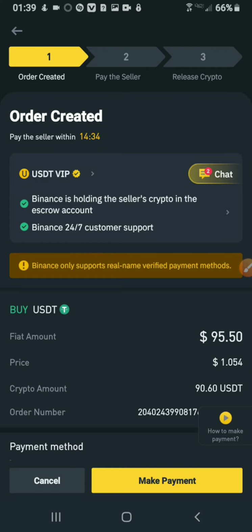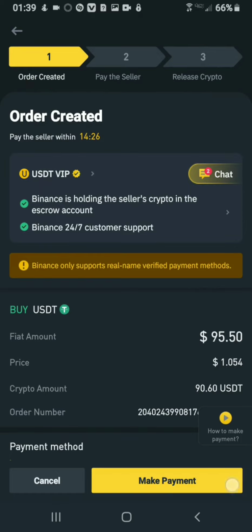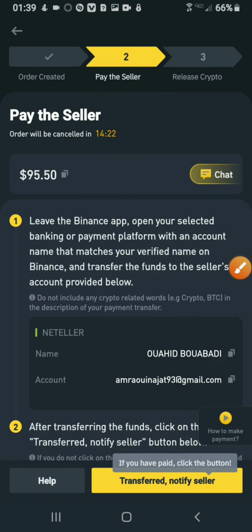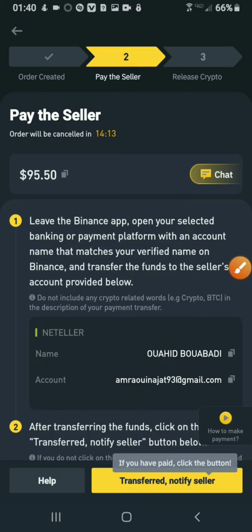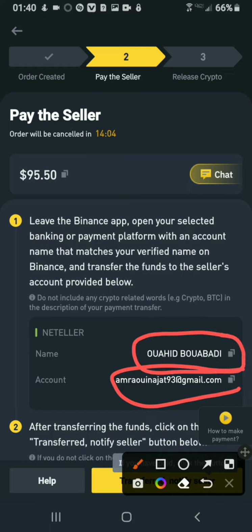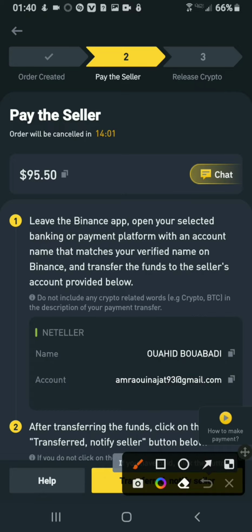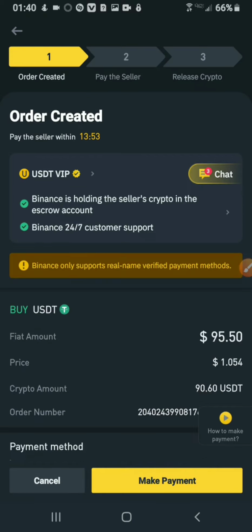The next thing is you are going to be seeing these trades here. This is step 1, so you always see these steps here. Step 1, order, pay the seller, then release the crypto. So we'll click on make payment. You can now see we are going to be paying 95.50. This is the person's email. Suppose that you were to put this email, you click on this copy, you copy this email, and this is the name. You confirm the name also when paying. When you do that, you come back here and click on this icon, which is transferred, notify seller. Is that okay? That is where you have to go. So let me go back and cancel this trade.